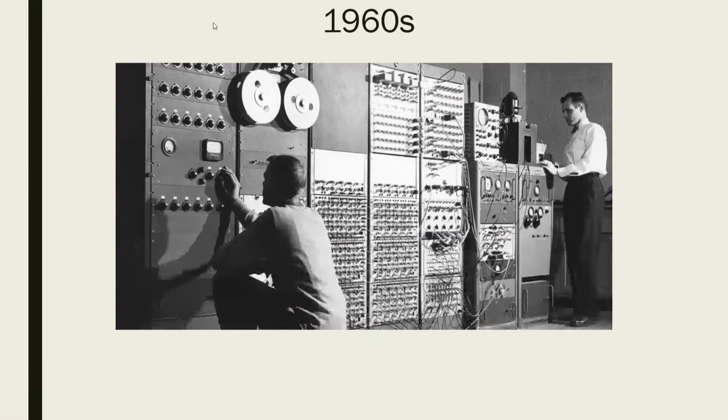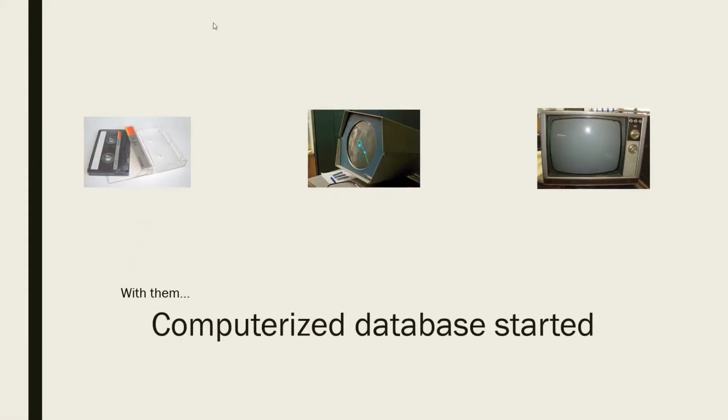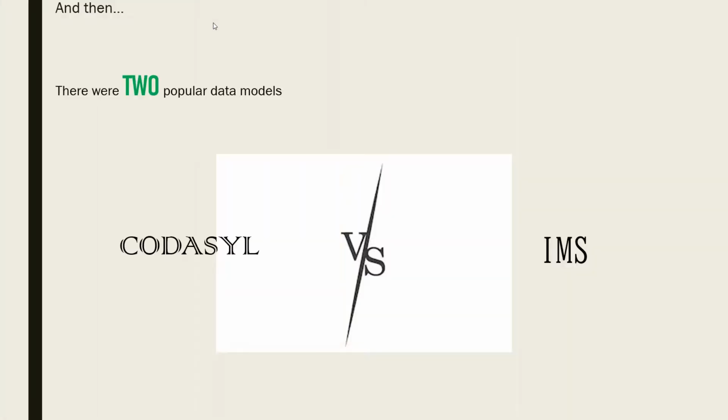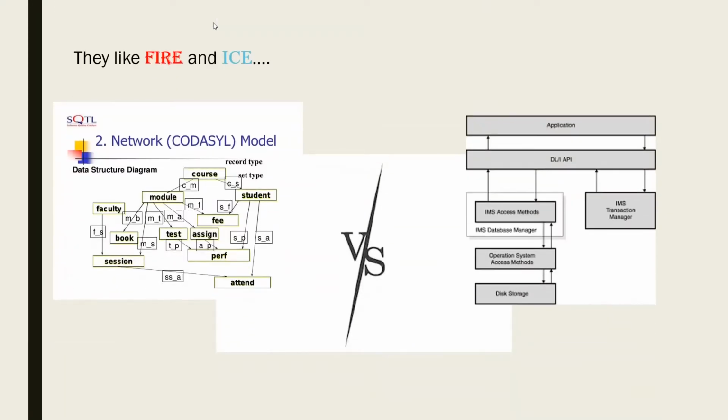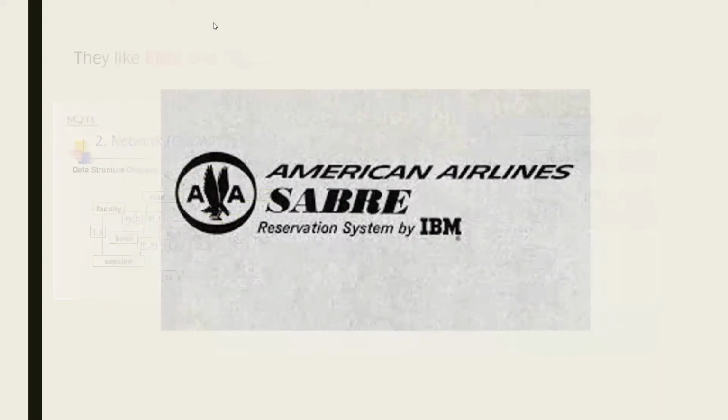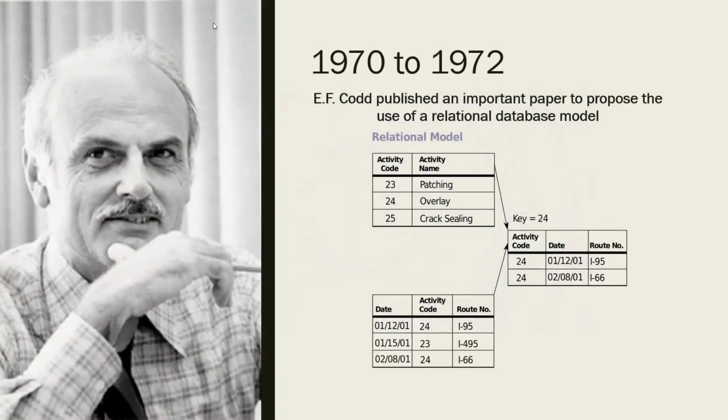Thanks to the advancement of computer science, computerized databases started in the 1960s, when the use of computers became a more cost-effective option for private organizations. There were two popular data models in this decade: a network model called CODASYL and a hierarchical model called IMS. One database system that proved to be a commercial success was the SABRE system, used by IBM to help American Airlines manage its reservation data.